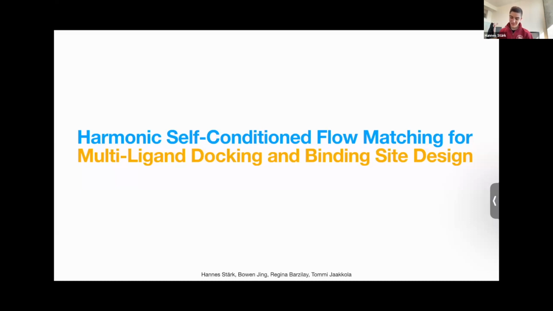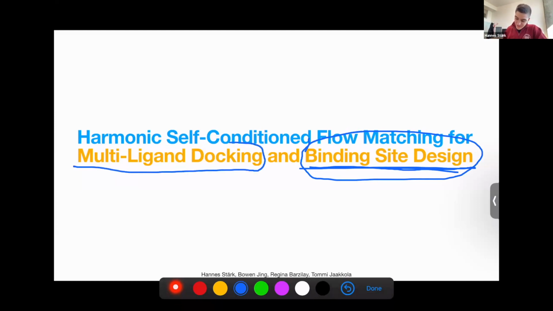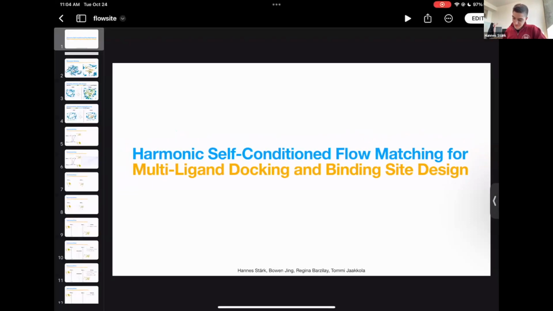And concretely, the task that we more or less want to address here is this binding site design. And in the process of that, which we will call our model or our generative process for that, FlowSite. And in the process of developing that, so to say, we will be looking a little bit at this multi-ligand docking thing and have what we call harmonic flow for that.